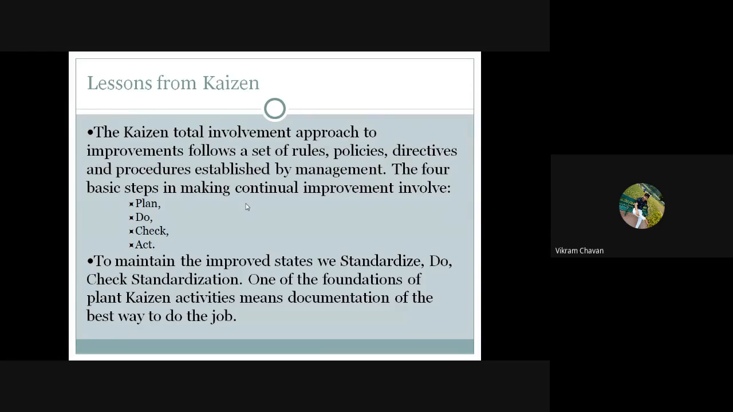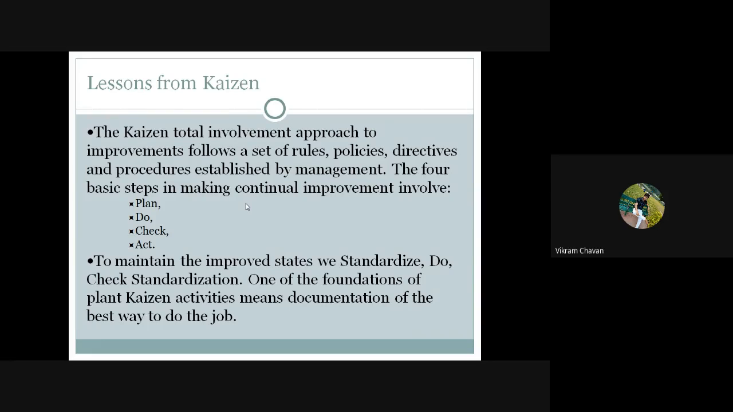For that purpose it will be beneficial, and it will also provide training for the upcoming employees. That documentation, those videos and pictures will be useful to provide training for new employees also. So four parameters are involved in improvement: plan, do, check, act.